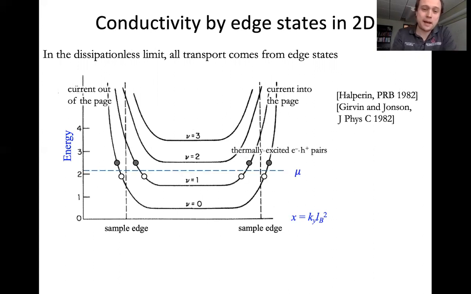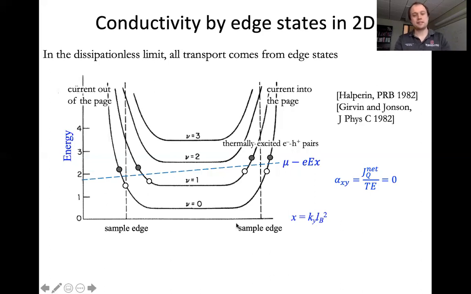Okay, so imagine measuring the thermoelectric Hall coefficient, which looks like the heat current divided by the electric field. When I have no electric field, on one side I have thermally excited electron-hole pairs on these edge states that are carrying heat into the page. On the other side, I have those same excitations carrying heat out of the page, and I have no net heat current. When I make a bias, I essentially shift the chemical potential up or down on either side, but I have the same heat current on the right versus the left. Here I have two edge states carrying heat, and on the left I have two edge states carrying heat. And so my net heat current is 0, and my alpha xy is 0 when the chemical potential is in the middle of two bulk Landau levels.